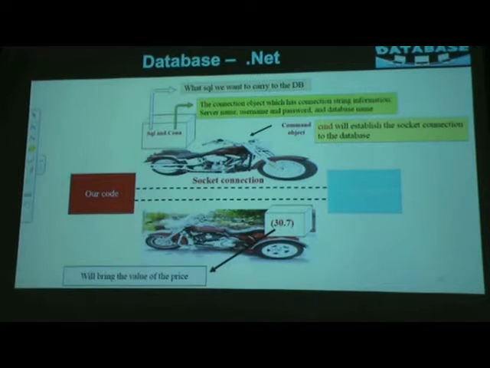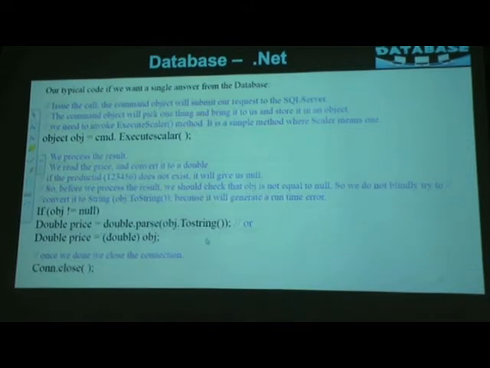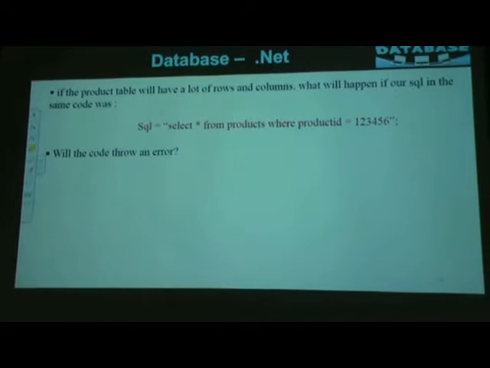So we already know that the command object will always bring one piece of information. So let's have a different scenario. If the product table has a lot of rows and columns, what will happen if our SQL in the same code was SQL equals select star from product where product ID is 1, 2, 3, 4, 5, 6? Select star means we need all rows and all columns for that product ID. Will the code throw an error? What do you think?